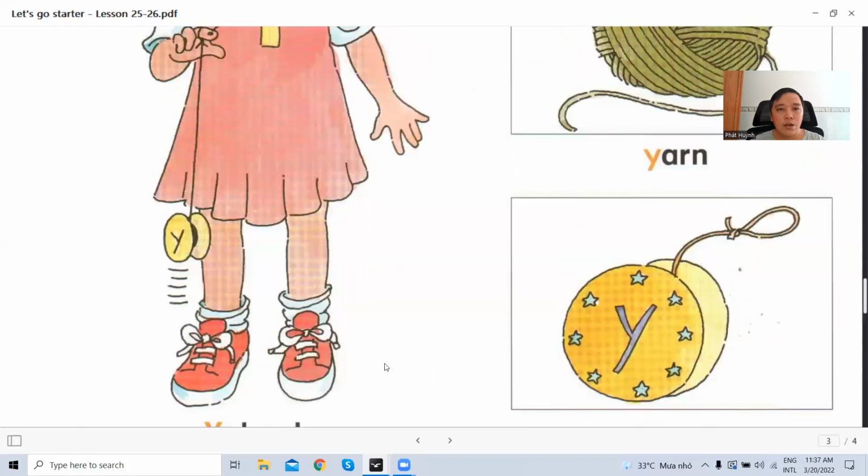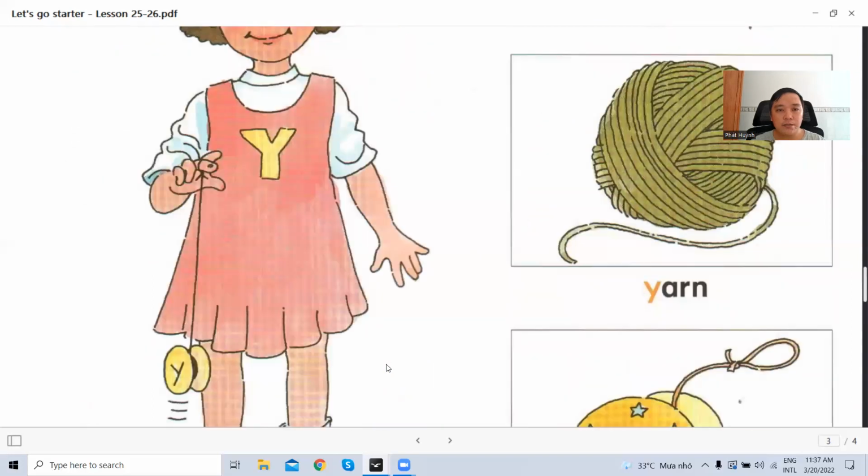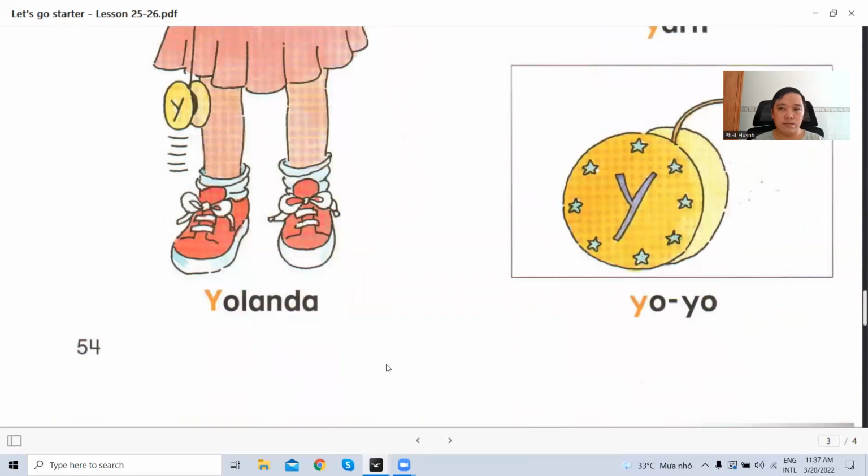Lesson 26. One more time. Page 54. Why? Yeah.